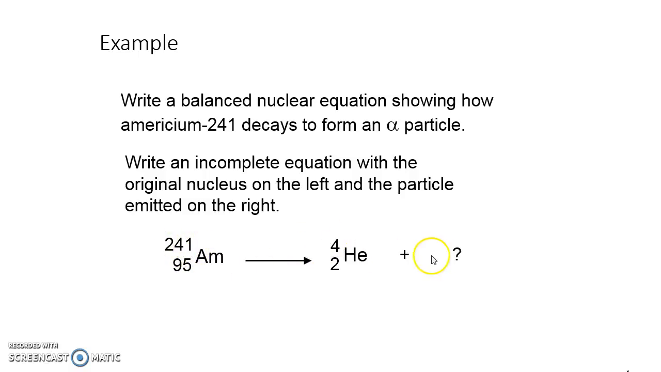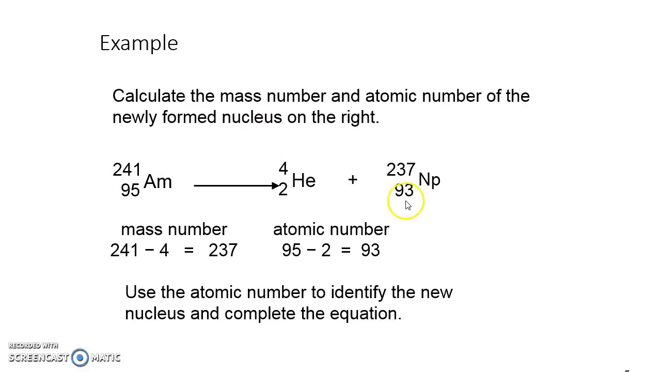241 has to be 4 plus something, so that must be 237. 95 has to be equal to 2 plus a charge of something, so that's 93. So when we figure out that particle, we write the 237 and the 93, then use a periodic table and look for something with an atomic number of 93. That's neptunium. And that's how you would balance one of these reactions or write it from words.